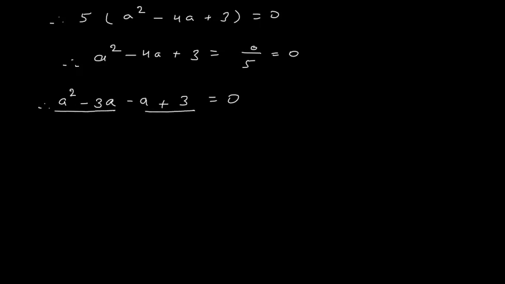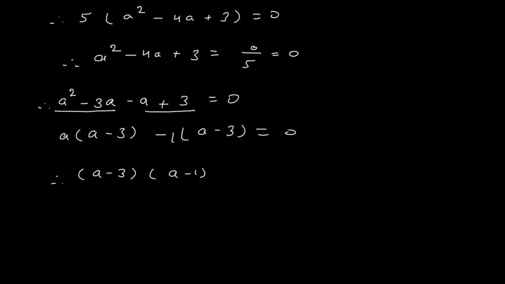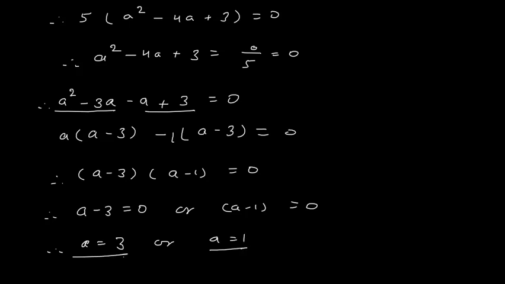Now from these two brackets I take a common. It is a into (a minus 3), minus, here I take 1 common, minus 1 into (a minus 3), and this is equal to 0. So in one bracket I have a minus 3, in the other bracket I have a minus 1, equal to 0. So a minus 3 is 0 or a minus 1 is 0. Therefore a is equal to 3 or a is equal to 1.